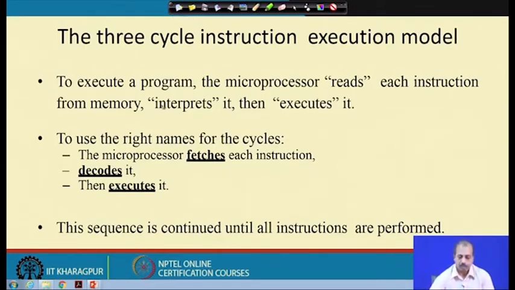Now, this sequence of fetch, decode and execute continues till all instructions are done. So, how do you know all instructions are done? Like any processor, it will have an instruction which tells the processor to halt. So, there is an instruction like halt. When this halt instruction is executed, then the processor halts its execution.